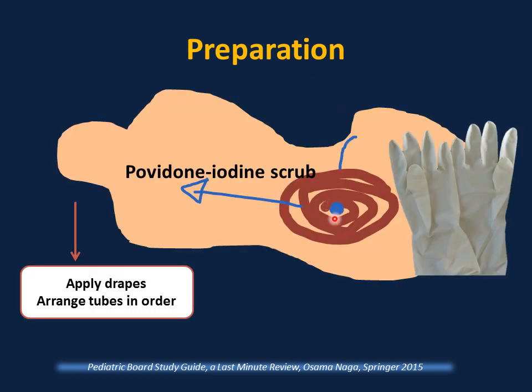After identifying the site of needle insertion, wear sterile gloves, use an antiseptic like betadine or chlorhexidine, and clean the skin in a circular motion from inside to outside 2 to 3 times. Apply drapes and arrange your tubes in order from 1 to 4.